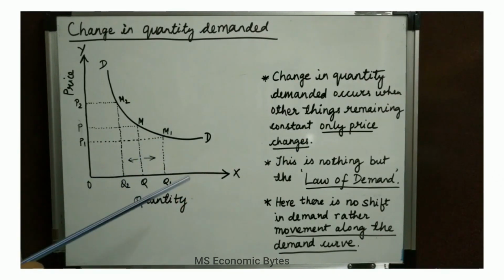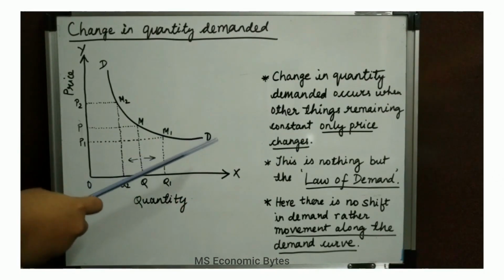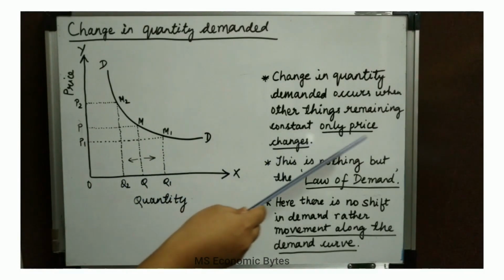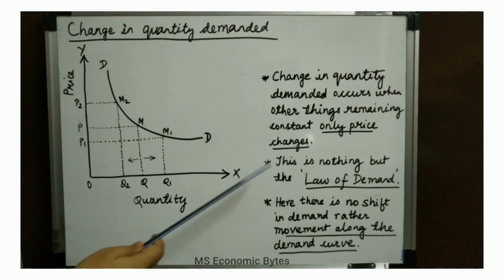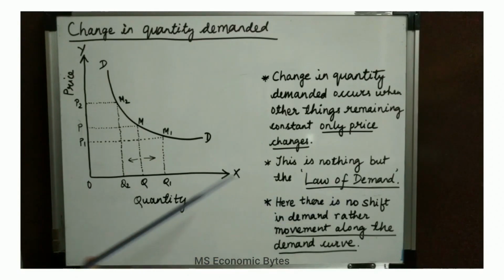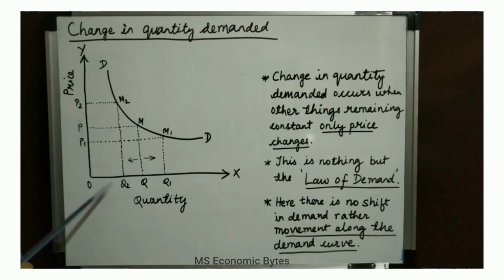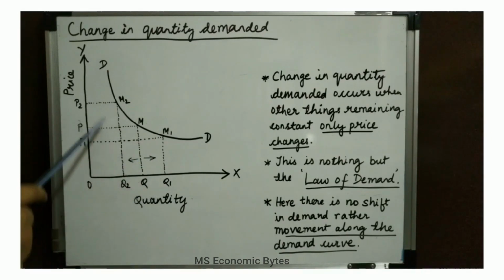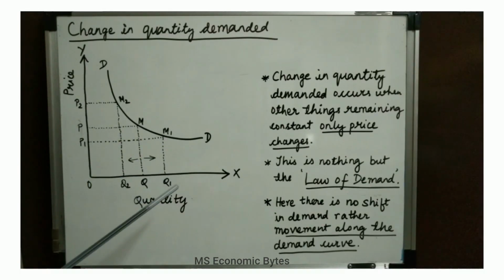That means all the other non-price determinants that we are aware of will remain constant and only price changes. It is nothing but the law of demand. What is law of demand? Law of demand depicts the inverse relationship between price and quantity demanded. That means when price increases, quantity demanded falls, and when price falls, quantity demanded increases. Which is why the demand curve is downward sloping. So it is nothing but the law of demand.